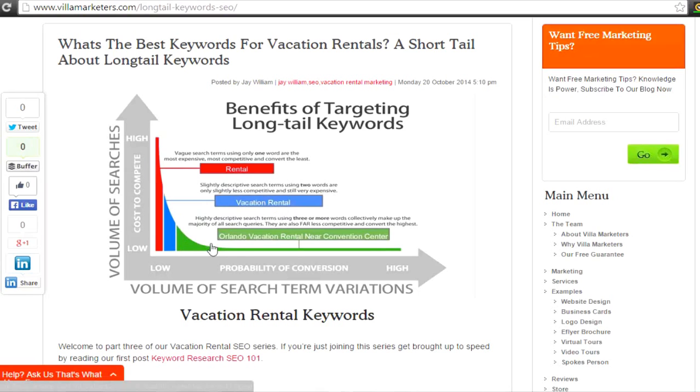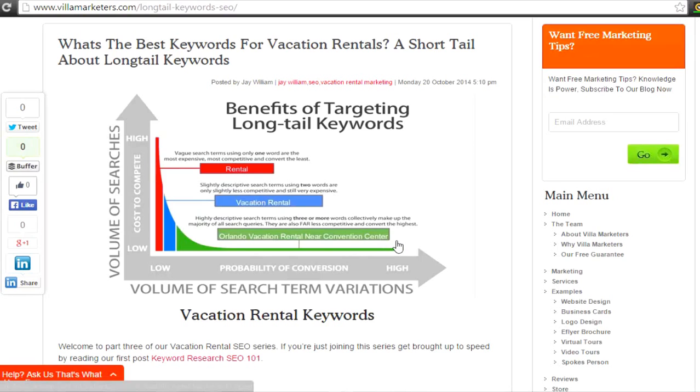So let's look at this green section here. And this is an example of a long tail keyword. Let's say I have a property in Orlando in a resort called Vista Cay. It is near the convention center. So if we're just a little bit more descriptive on our keywords, then we can bring in more bookings with the same effort. All right. So Orlando vacation rental near convention center.